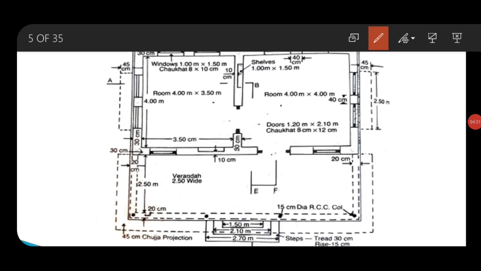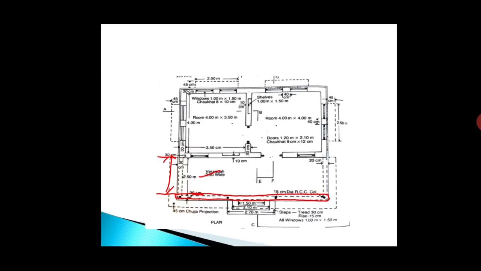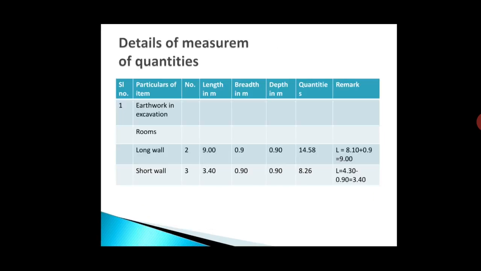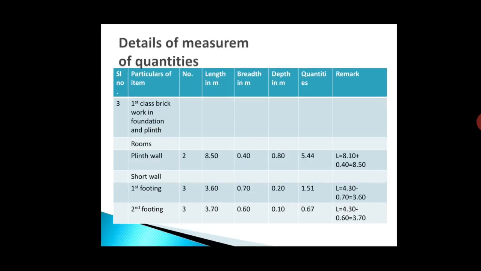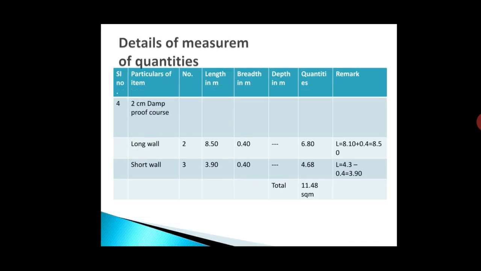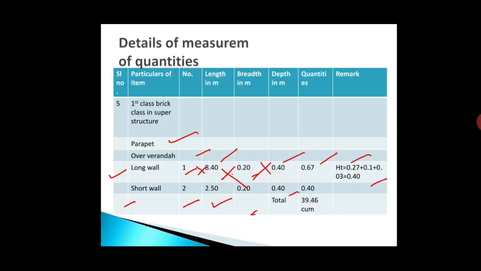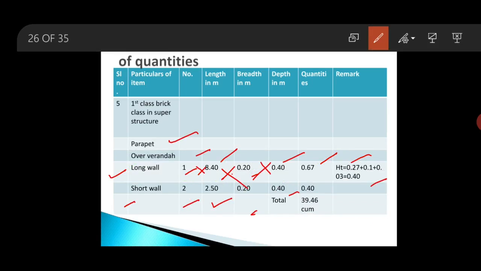So in the veranda you can see you have covered this 20 centimeter while doing the long wall. So now you are left with only this portion, which is of length 2.5. So length along short wall becomes 2.5. So for veranda, the length will be equal to 2.5.